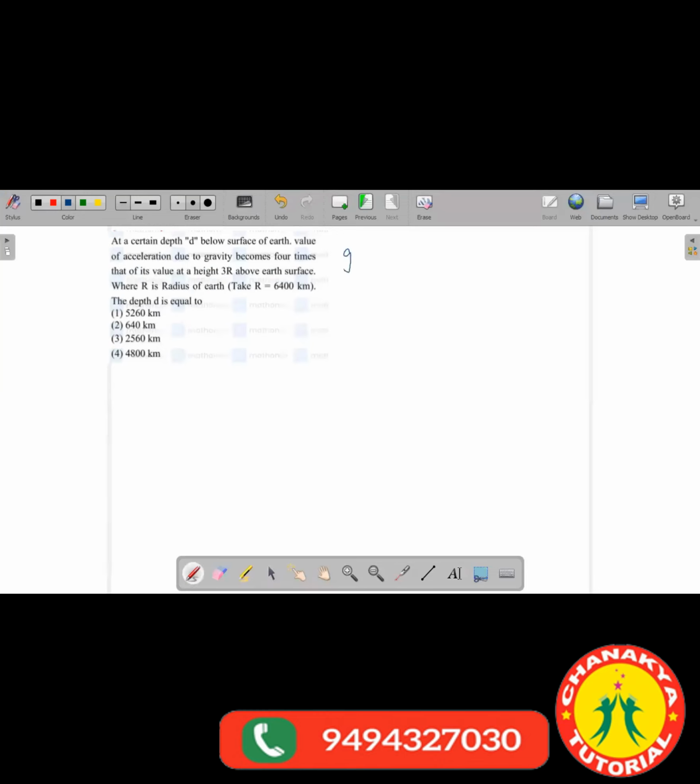So for height, we use the formula g dash equals g times (1 plus h by r) to the power minus 2, and this is equal to g dash at a depth, which is g times (1 minus d by r). Now both of them are equal, and hence we have to find out the value of h and d. So it says at a certain depth d below the surface of Earth, 4 times. So the acceleration due to gravity below the surface becomes 4 times of this. Whatever value you get, if you multiply this by 4, this will be equal to the acceleration due to gravity at a depth d.